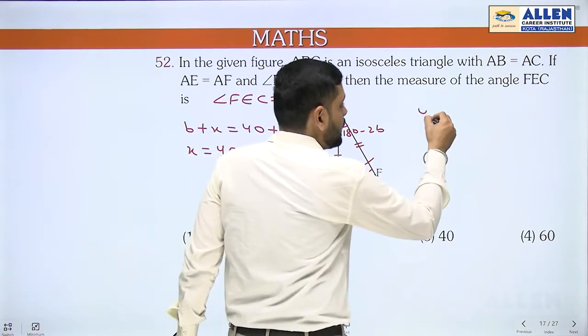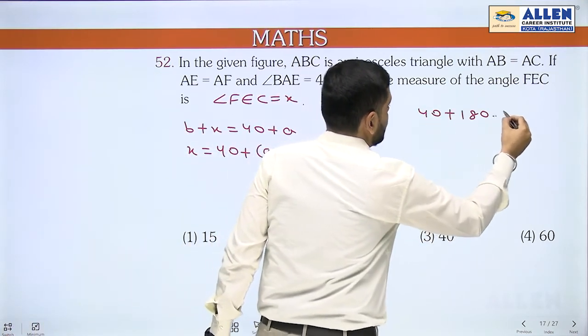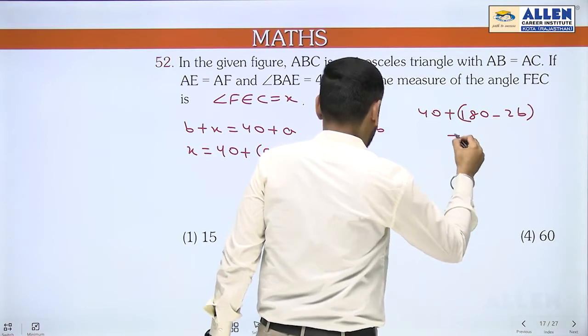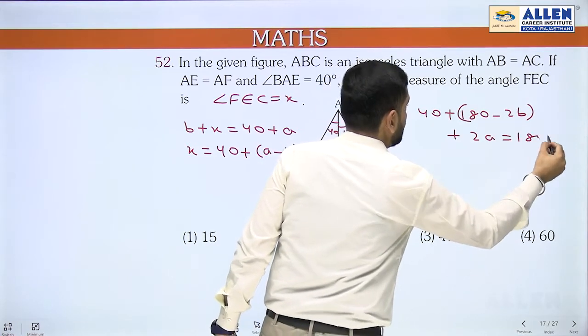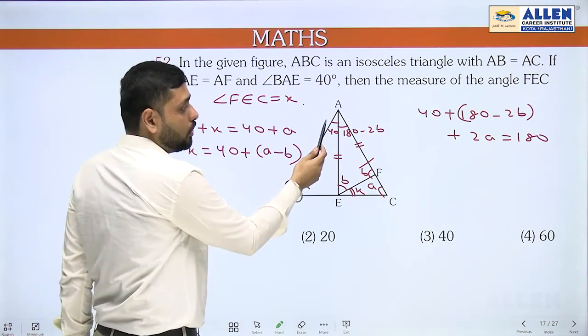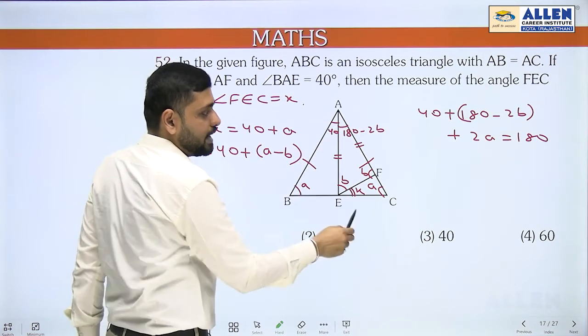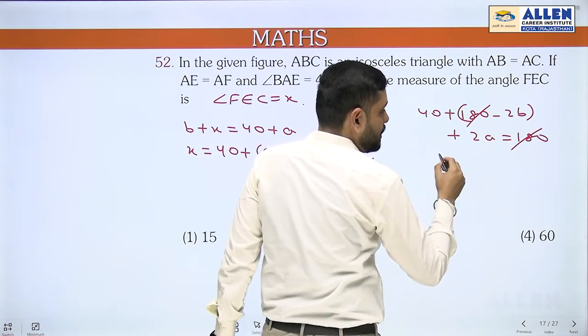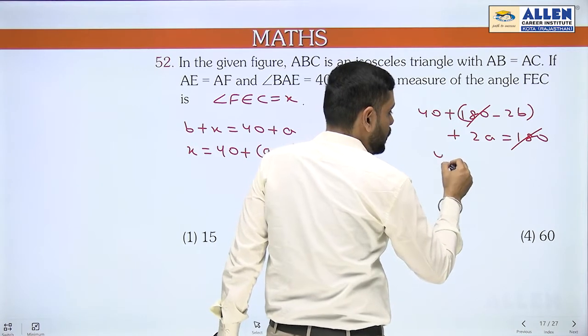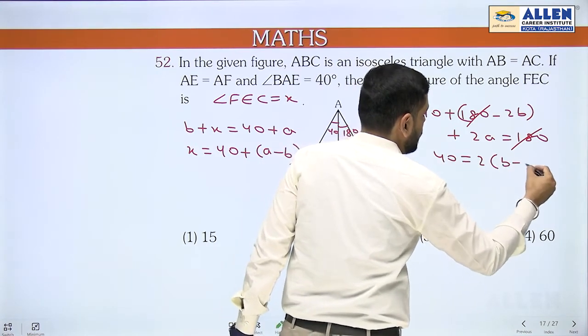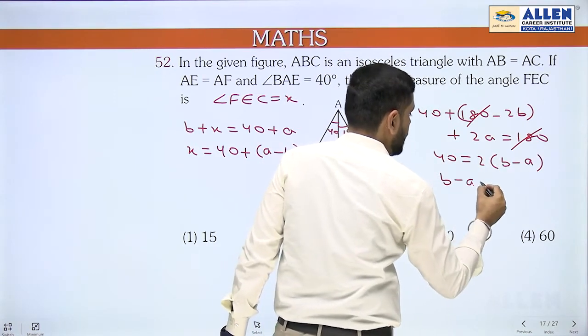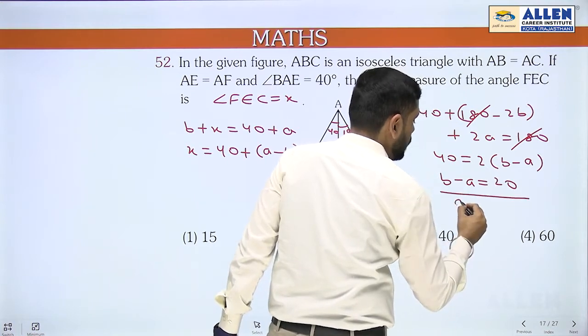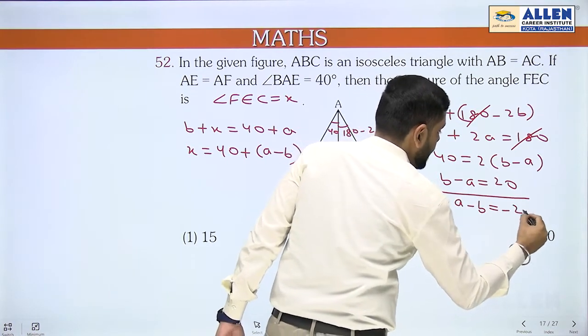So what we will get? We will get 40 plus 180 minus 2B plus 2A equal to 180. So we have taken the sum of all three angles, angle A, angle B and angle C. So we'll cancel 180. So what we will get? We will get 40 equal to 2 times of B minus A. So B minus A is 20 or A minus B is minus 20.